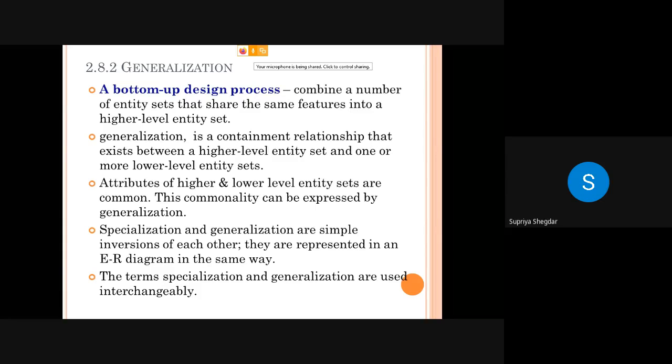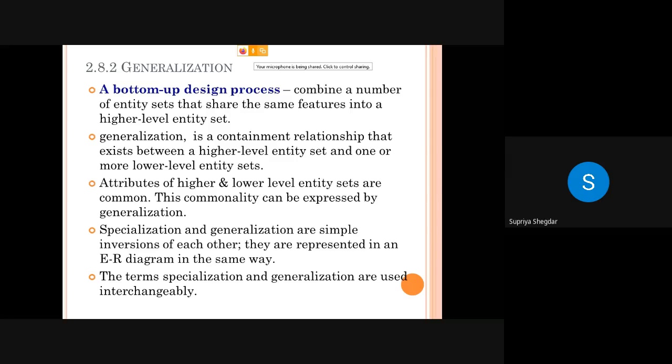So the generalization is nothing but the containment relationship that exists between higher level entity set and one or more lower level entity sets. Okay, we can say that it is the same as the specialization, but the main difference is that in the specialization we are moving from top to bottom, and in the generalization we are moving from bottom to top. Both are performing the concept of inheritance, means both are inheriting their data. Okay, but the difference is top to bottom and bottom to top.